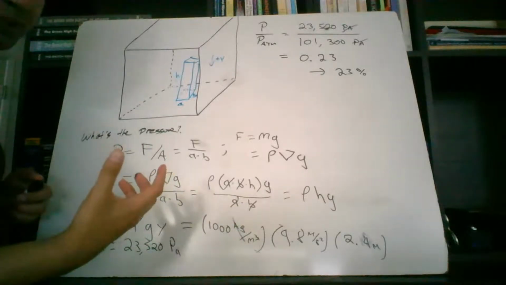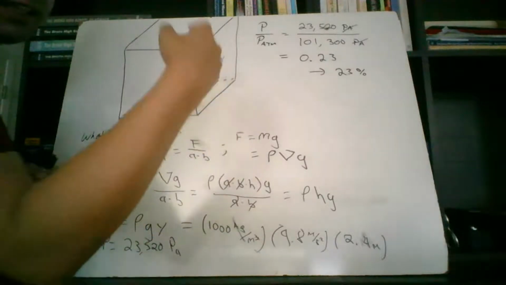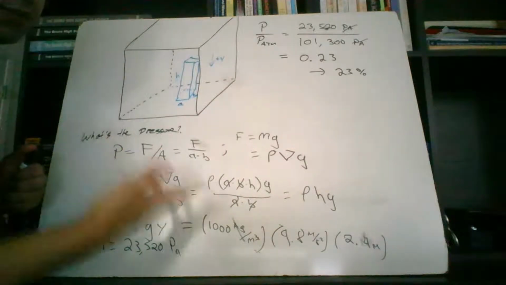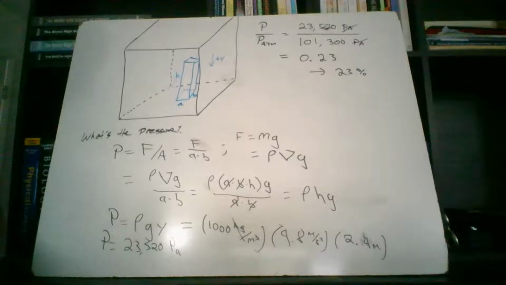So what I'm really experiencing is not only the pressure from the atmosphere, but in addition to that, I'm going to experience an additional 23% atmospheric pressure. And that's what we call the total pressure. So let's discuss the difference between gauge and total pressure.